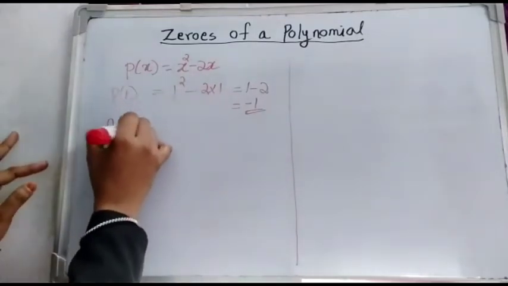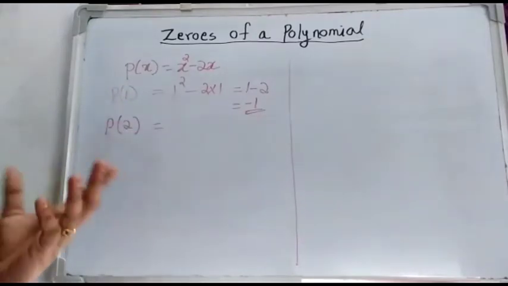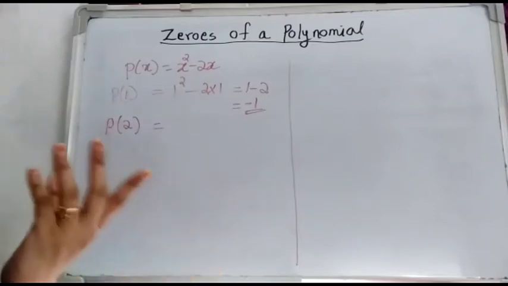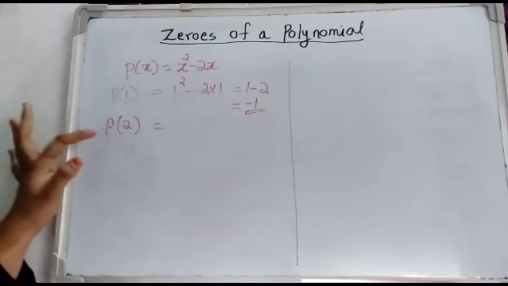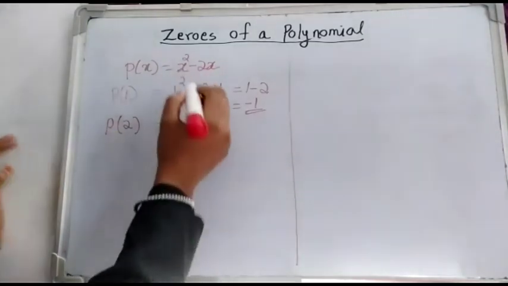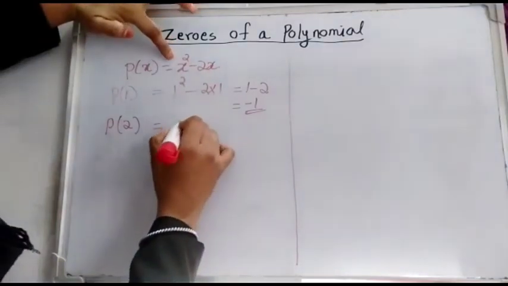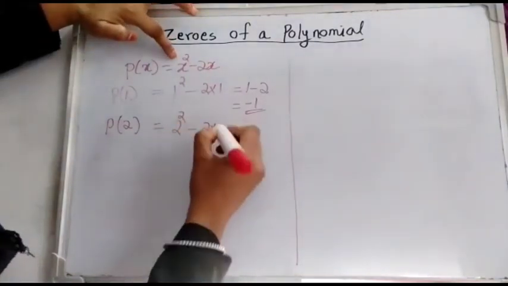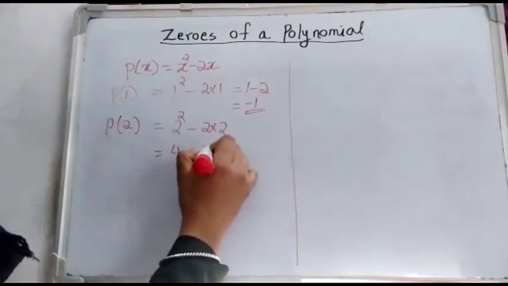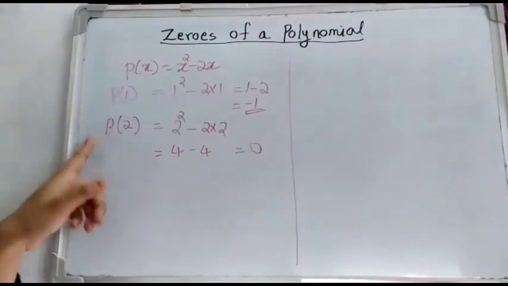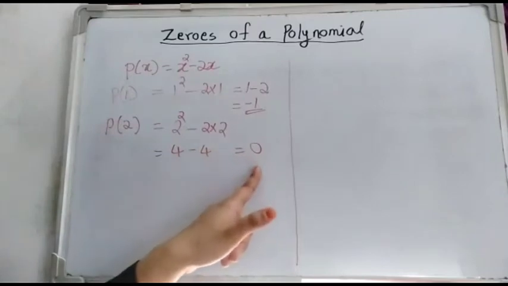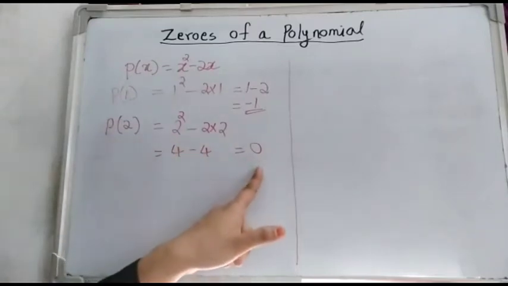Then next step, p of 2. We can take any real number: a negative number, 0, positive numbers, any real numbers we can take. Then next we took x equal to 2. Replace x by 2. Then what becomes x square? That means 2 square minus 2 into 2. That is 4 minus 4, which is equal to 0. That means when we replace x by 2, we got the value of the polynomial 0. So p of 2 is equal to 0.